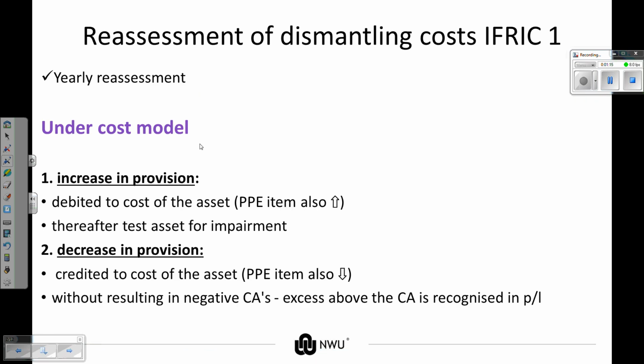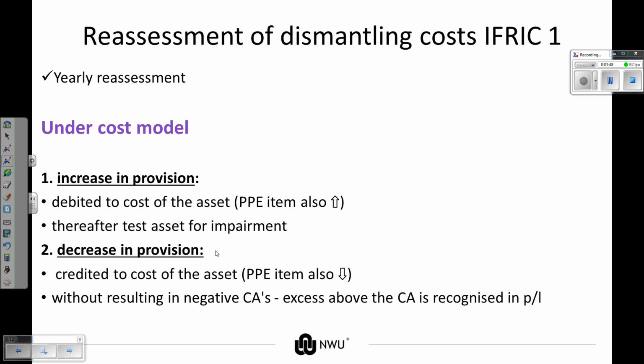So either we are under the cost model, and if there is then an increase in the provision, I will credit, of course, my provision, my liability, and the debit leg I will debit to the cost of the asset. But very important, as the cost of your asset has now increased, the asset might be overstated. So we have to test thereafter the asset for impairment. So we have to get the recoverable amount. Let's just make sure my carrying amount of the asset is not now higher than my recoverable amount.